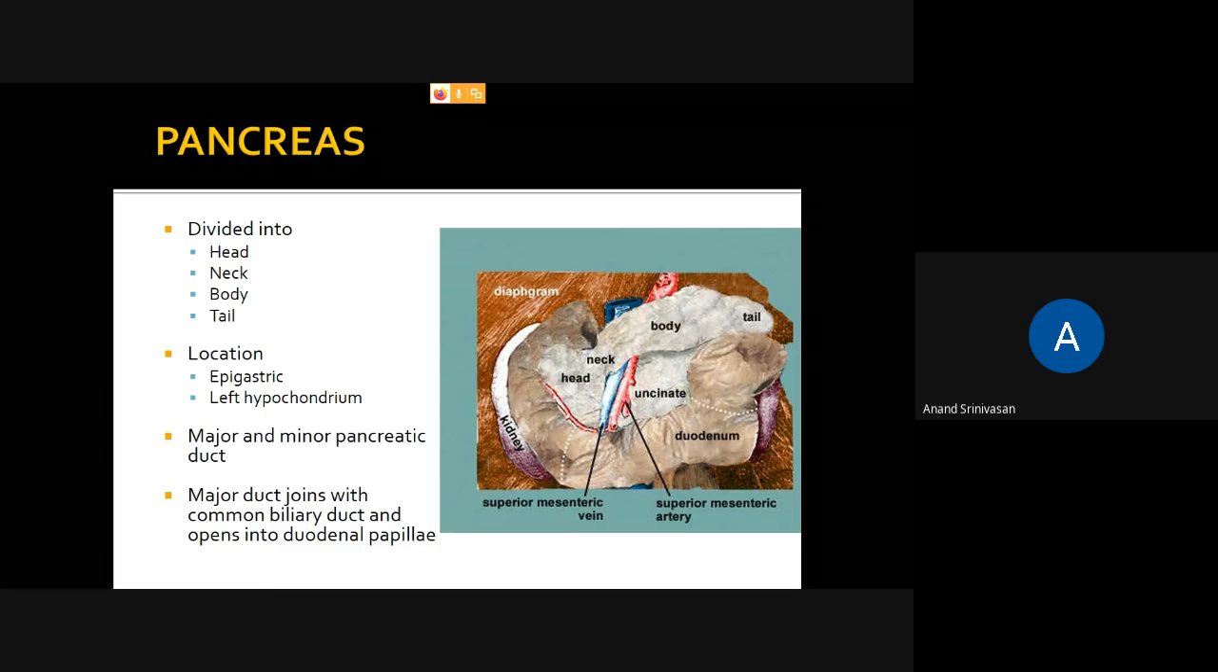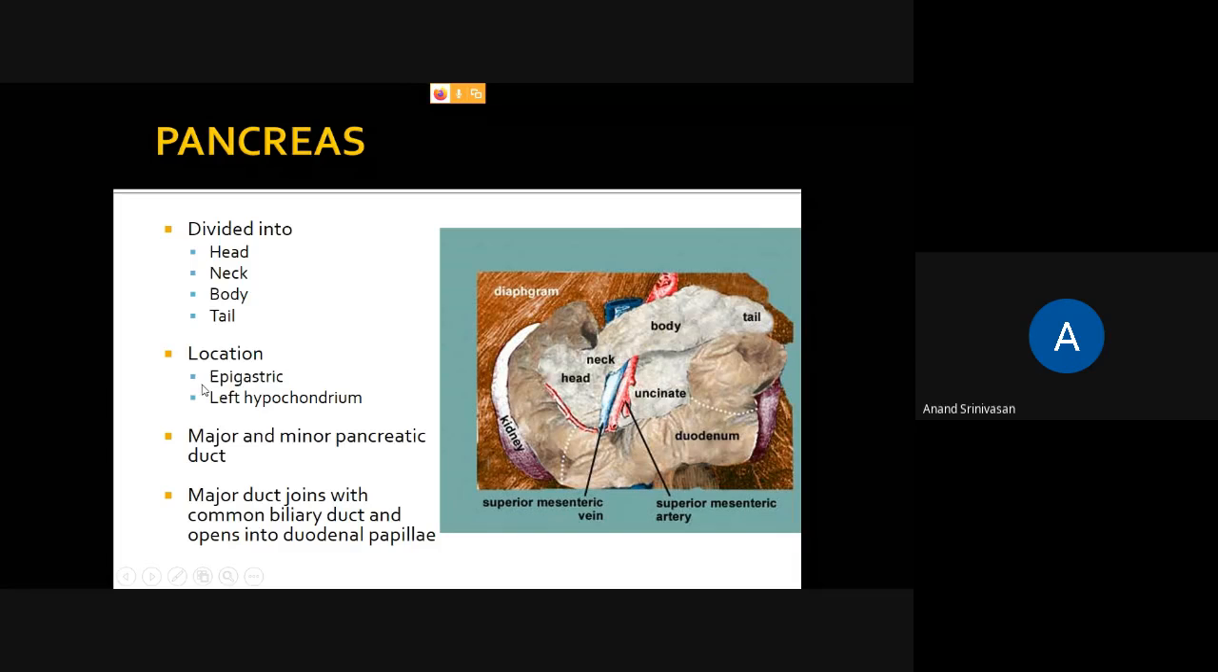Now let's see the accessory GI organs. The first one we are going to see is the pancreas. We have already seen that the pancreas is enclosing the duodenum. It's located along the C-shaped part of the duodenum, and it can be divided into head, neck, body, and tail. So there are four parts of the pancreas: head, neck, body, and tail.